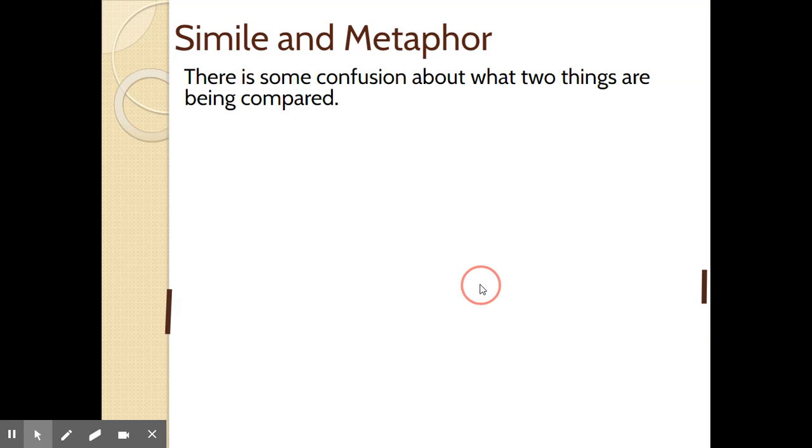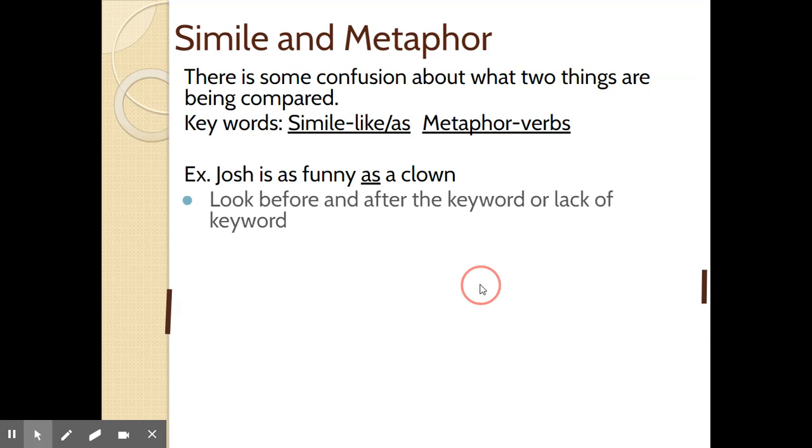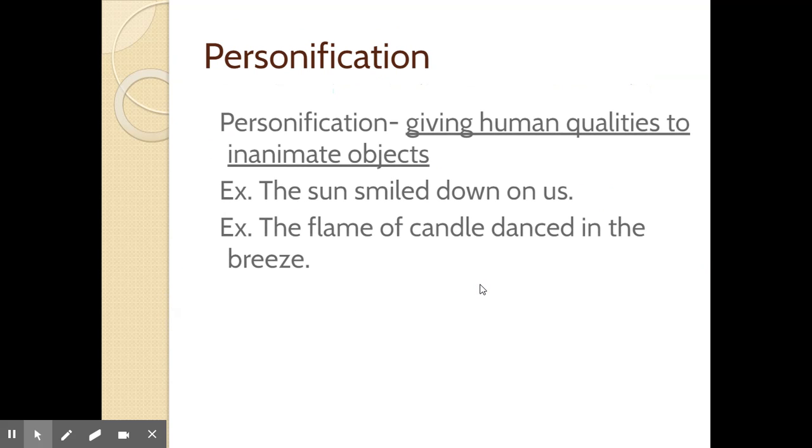There's some confusion about what the two things are being compared. We talked about this.